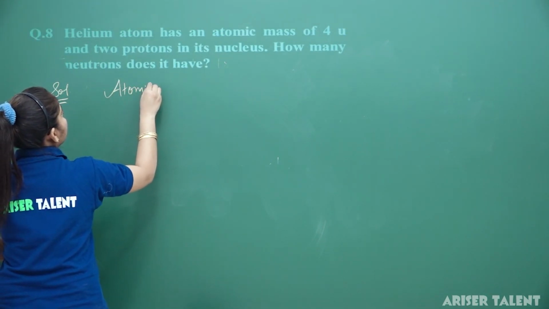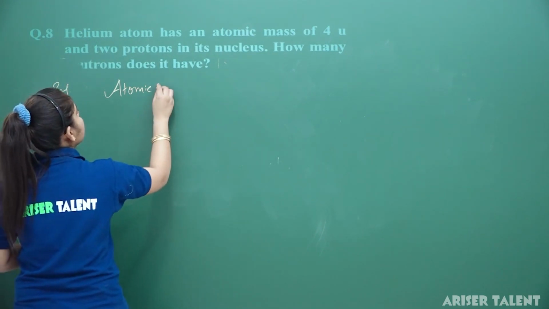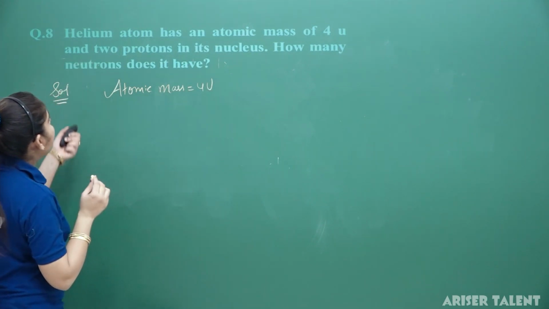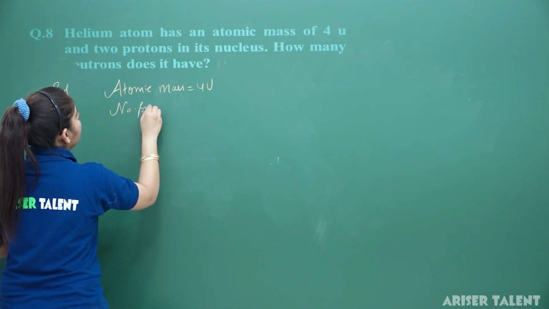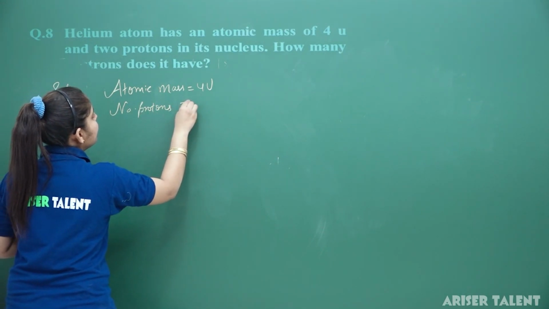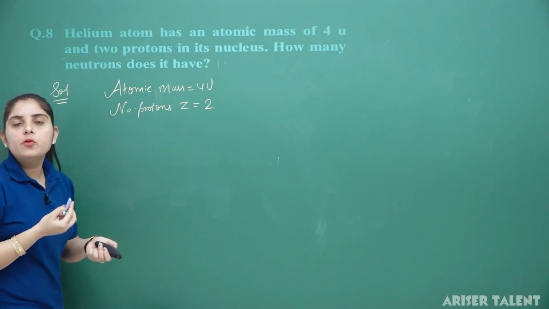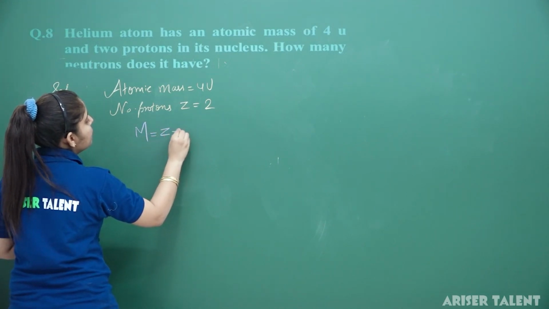So atomic mass equal to 4 u. Now we have 2 protons in the nucleus, number of protons, that is Z equal to 2. Now for calculating the number of neutrons, we have a formula, that is atomic mass is equal to Z plus N.